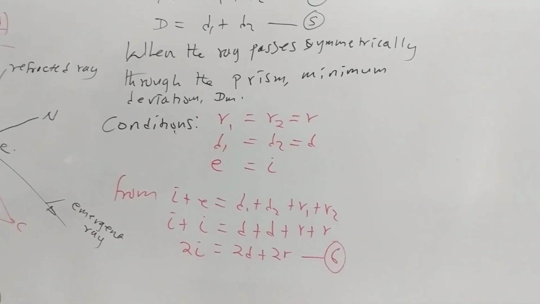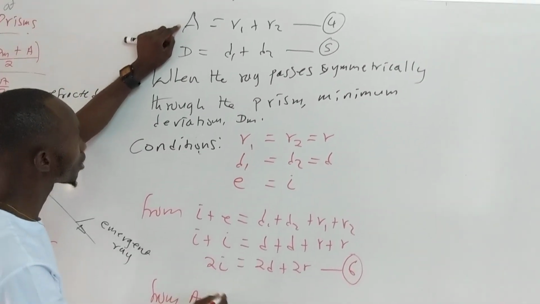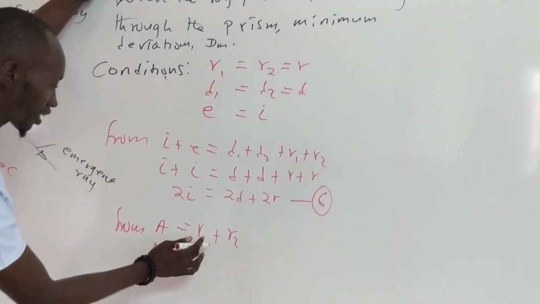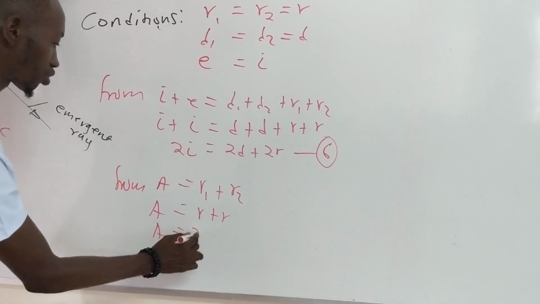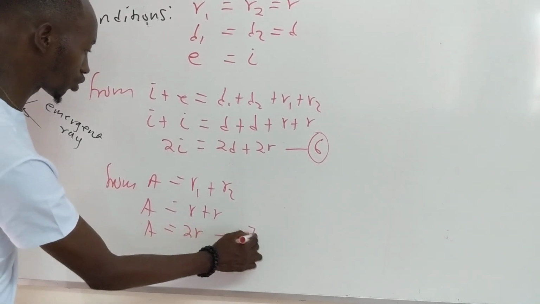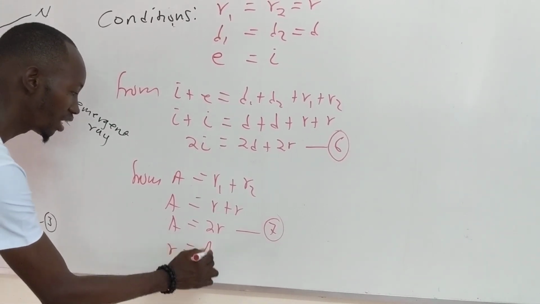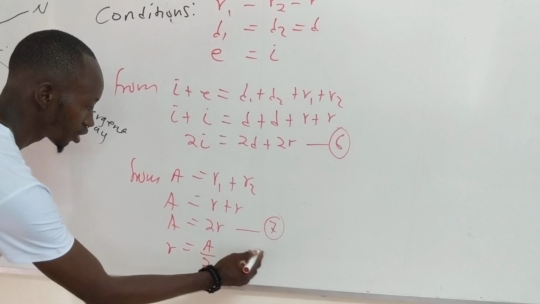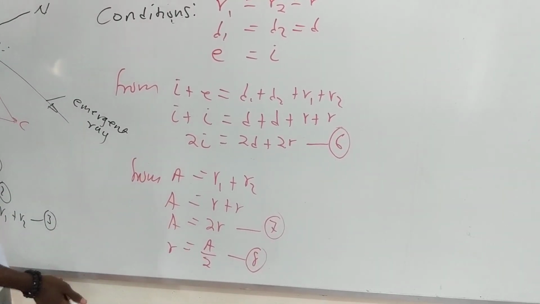So having this equation 6, we also recall that A equals R1 plus R2. Since R1 and R2 are the same, we just say R plus R. So A equals 2R. This gives us equation 7. But if we make R the subject, R will be A divided by 2. This is equation 8. That means we divide both sides by 2.